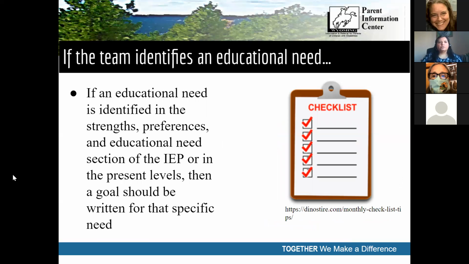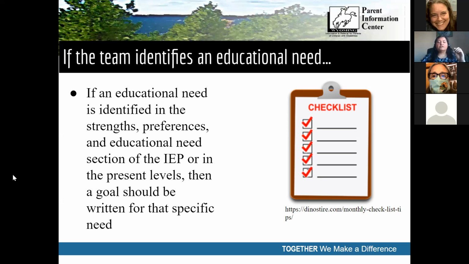So as you read through those strengths and weaknesses, that educational needs section is really important. The present levels section is really important. As you read through those sections on your child's IEP, if there's an educational need that screams out at you in that section, then there should be a goal written specifically for that educational need.